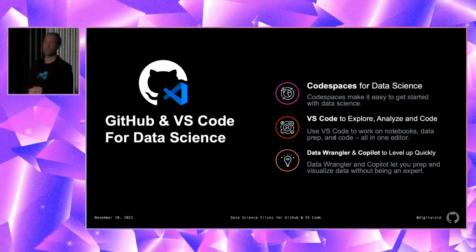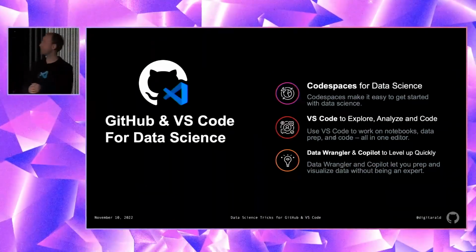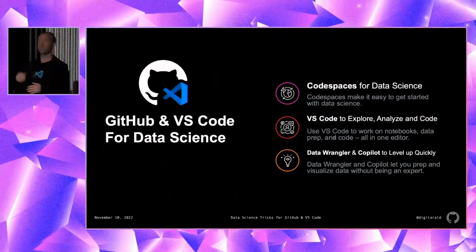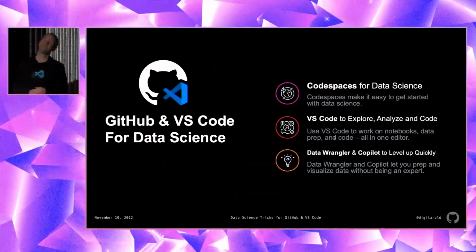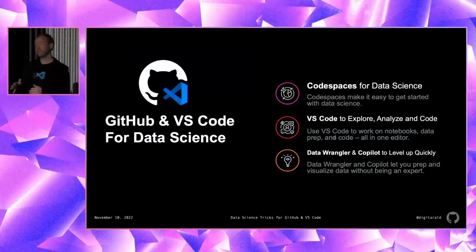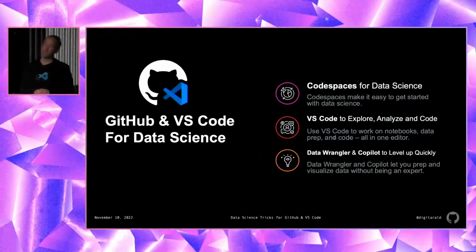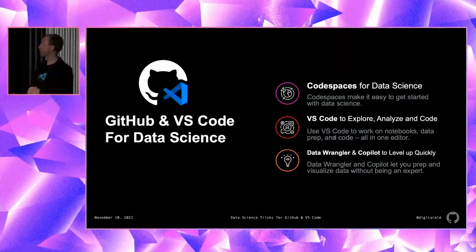So if you want to try it out, Codespaces for data science. VS Code to explore and analyze notebooks is built in thanks to Jupyter and many other notebooks. And then Data Wrangler will be out end of this month. If you already have VS Code and follow us on Twitter, you will hear about it. But definitely try out Copilot in notebooks. It's magical. And it makes you really an expert within data science. Thanks so much.